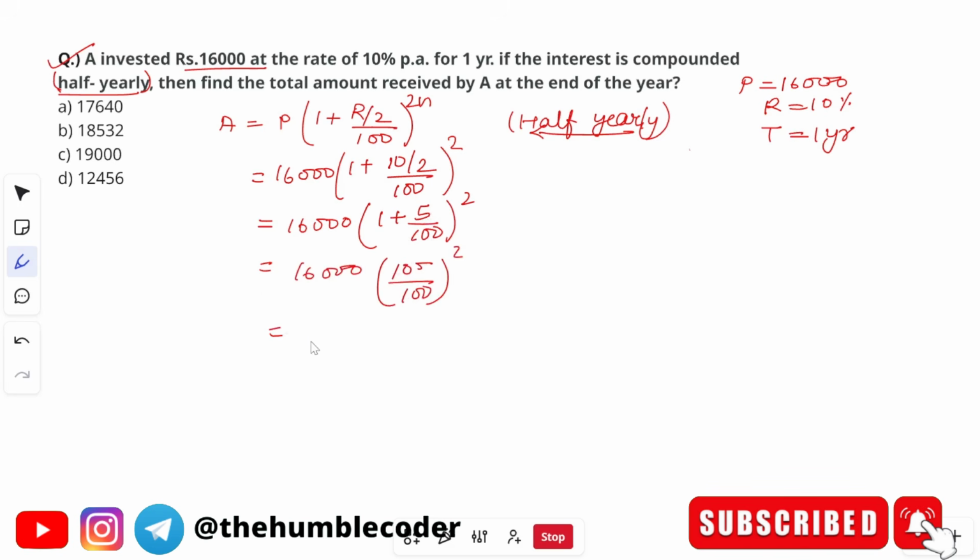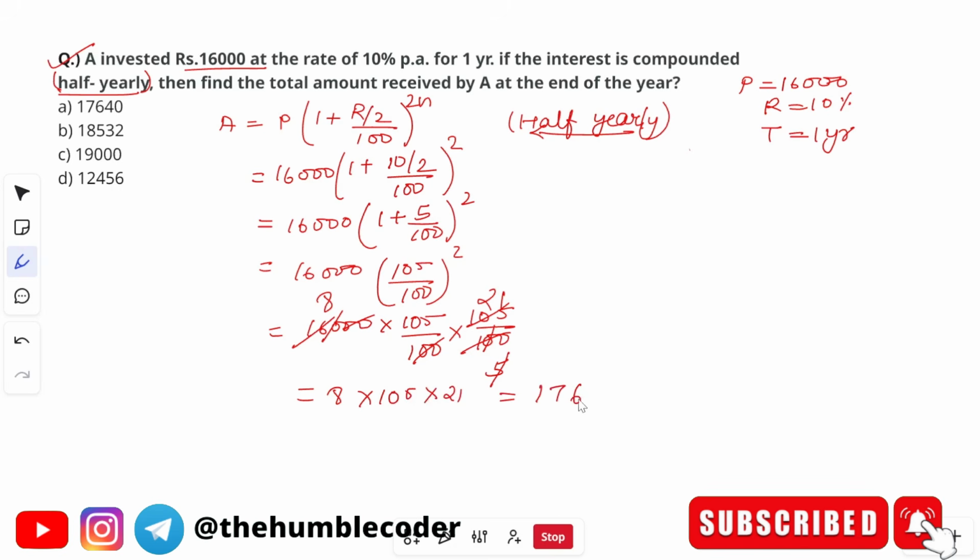16,000 will come over here. Now 16,000 multiplied by 105 by 100, 105 by 100, since it is a square, so I am writing it 2 times. These 2 zeros will get cancelled, this 0 will get cancelled with this 0. Okay, now it will be 2 8s are 10, and then 2 5s are 10. Then further we will solve it. 5 will get cancelled with 21. So we will be left with 8 into 105 into 21, which when you solve, you will get 17640. Okay, and this is the amount value that we have found.